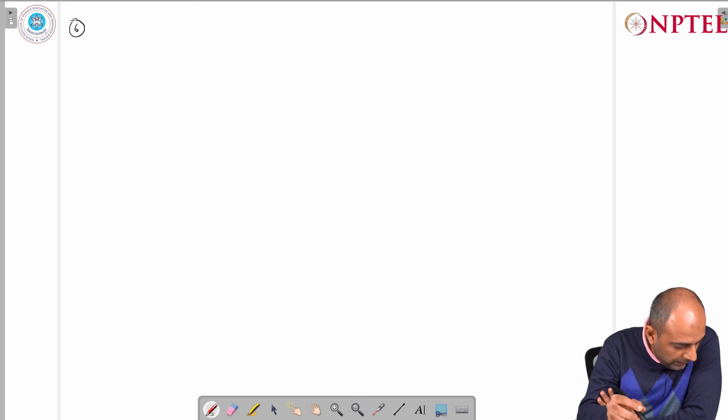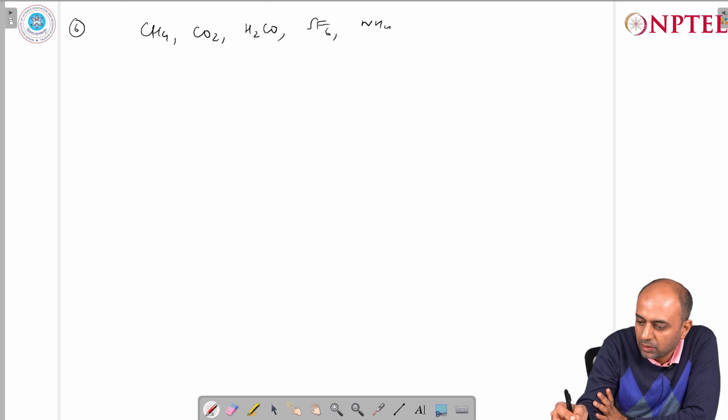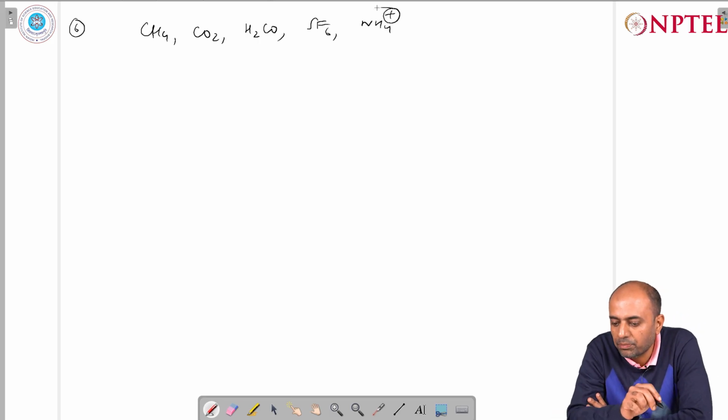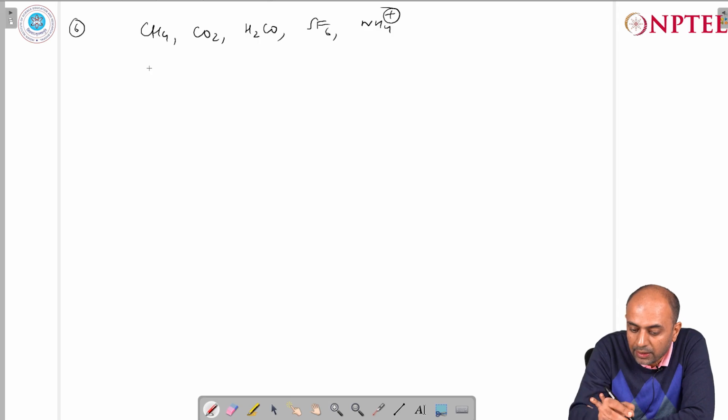So let us take a set of molecules, for example methane, carbon dioxide, formaldehyde, SF6 and ammonium plus. So which is the compound which is capable of dipole-dipole interactions? To have dipole-dipole interactions, the dipole moment of the molecule must not be equal to 0.